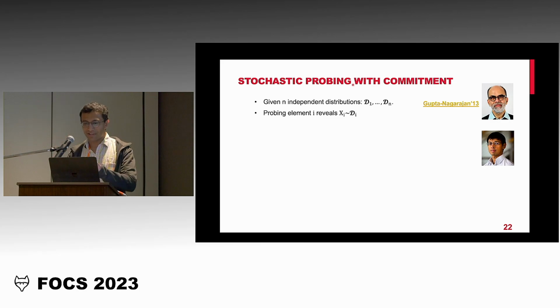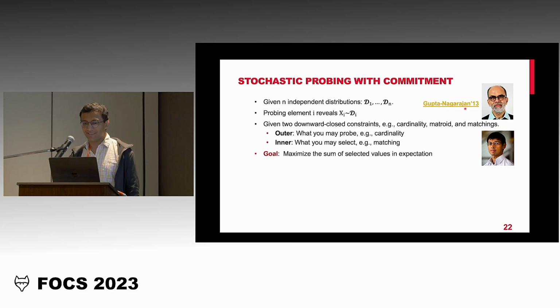So this is known as stochastic probing. Again, it has a long history. One of the papers that studied it in a more general setting was this work of Anupam Gupta and Viswanath Nagarajan, where they talk about a bunch of constraints. One is some kind of a constraint on what you can probe. Say I give you a graph, you can probe at most k of these edges. The other is what you can select. Maybe after probing, you can only select a valid matching amongst them. And the question is, how can I maximize the value?